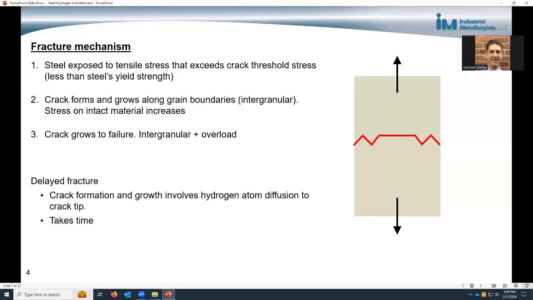This is referred to as being delayed fracture, where the crack formation and growth involves hydrogen atoms diffusing through the metal to the crack tip. And this diffusion takes time. And as the crack tip grows, more hydrogen diffuses to the tip, and it reduces the metal's strength, and then the crack continues to grow.